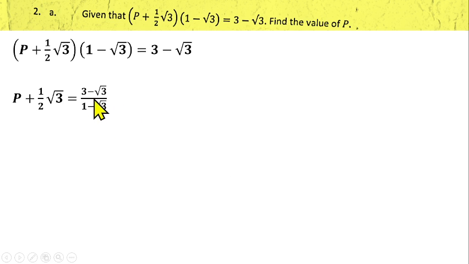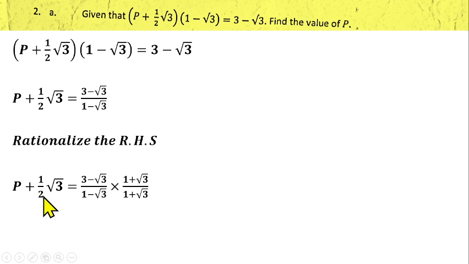Do you understand that? So look at the right hand side, this side here. You know that we can simplify this one by rationalizing it, because the denominator is in surd form, so we need to rationalize by multiplying up and down by the conjugate of 1 minus √3. And what is the conjugate of 1 minus √3? That will be 1 plus √3. So if you do that, we rationalize the right hand side, then you'll be having p plus half of √3 equals this fraction multiplied by the conjugate over the conjugate.